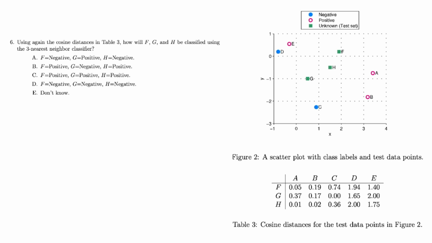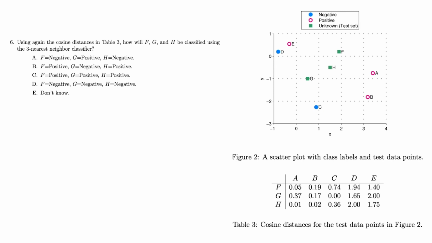Now we have 3 neighbors. Let's start again with F. What are the 3 closest points to F if I look at the table? For F it would be A, B and C. Which class is most common among A, B, and C? A and B are positive, so the majority is positive. Which means that F is positive, right? So we only look at solutions B and C.